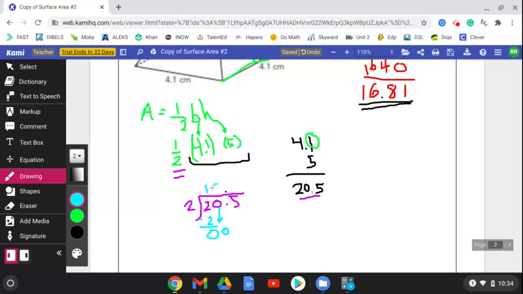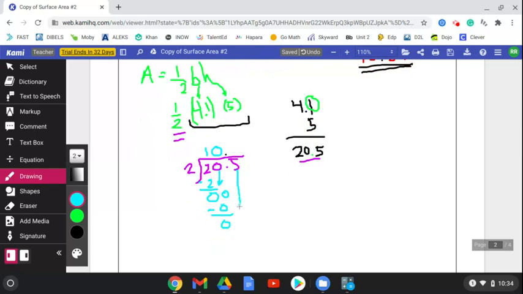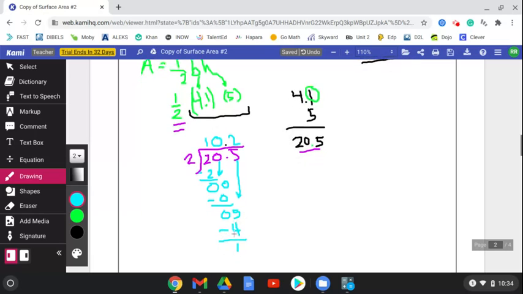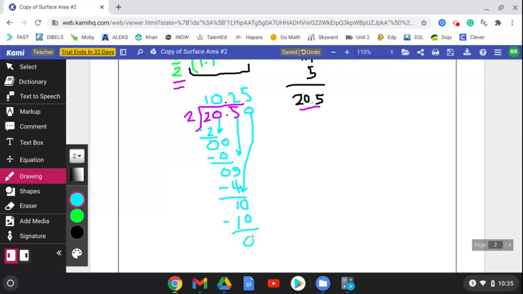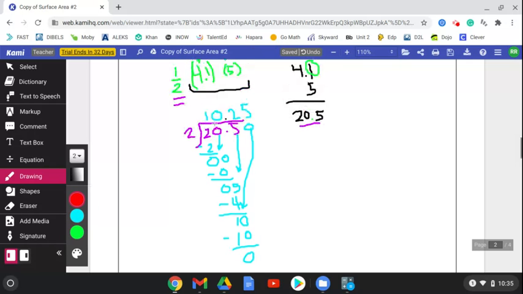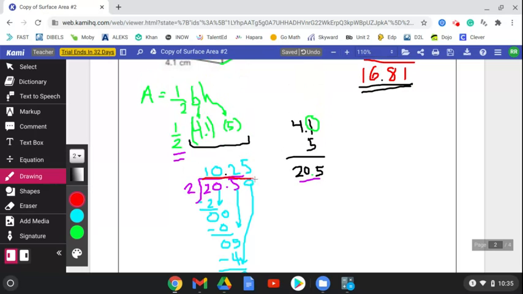2 goes into 0 0 times, right? 2 cannot go into 0, so it goes in 0 times. I've got to put a 0 there. 0 times 2 is 0. I subtract, 0 minus 0 is 0, bring down the next digit. 2 goes into 5 twice because 2 times 2 is 4. I subtract 5 minus 4 to get 1. So I need to keep going. I have to add a placeholder 0 here so that I can bring it down. And this is where I would end, right? 2 goes into 10 5 times because 5 times 2 is 10. Once I subtract, I get a 0. Okay, so the area of one triangle we found is 10.25.